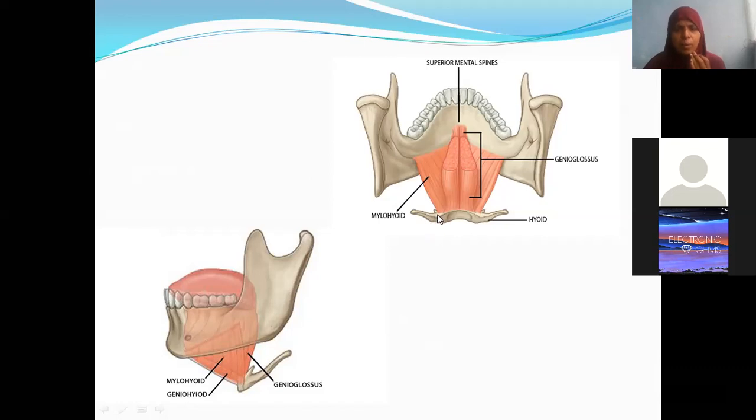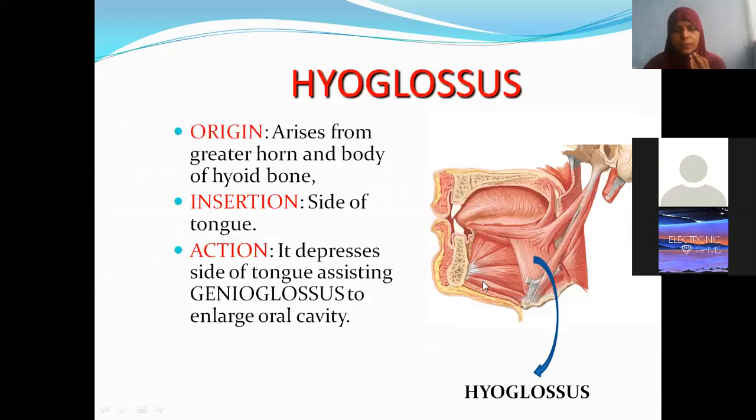From the hyoid bone to the tongue we have hyoglossus. Okay, see, this is the hyoid bone. From there, if you observe, it is moving to the tongue. So it arises from the greater cornu of the hyoid bone and also from the body of the hyoid bone. Insertion is to the side of the tongue. It depresses the tongue and also assists the genioglossus to enlarge the oral cavity. There I told you, sucking, like that.